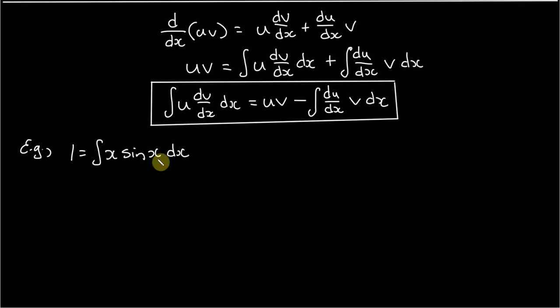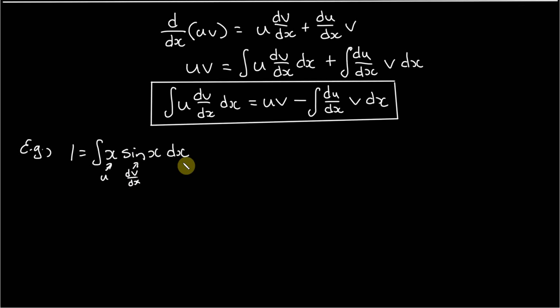Here we have two functions. Note, this x term is u. We can mark that as u. This sine x term is our second function, but it's dv by dx. This isn't v, this is dv by dx. So we have to integrate this.